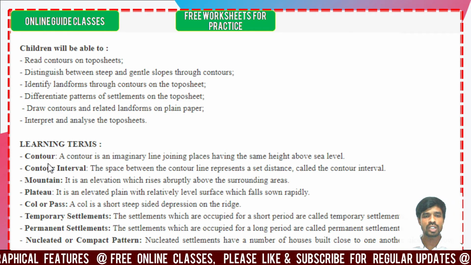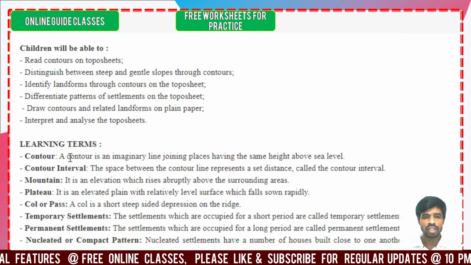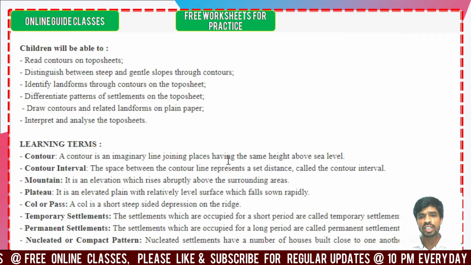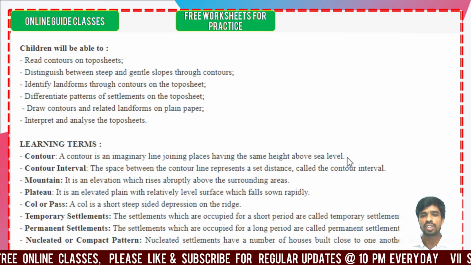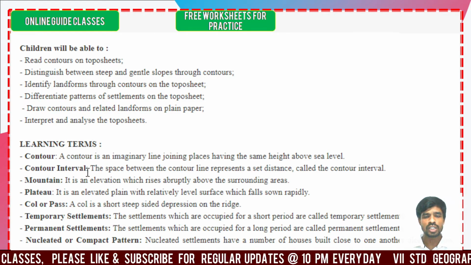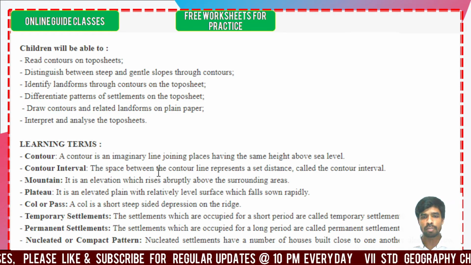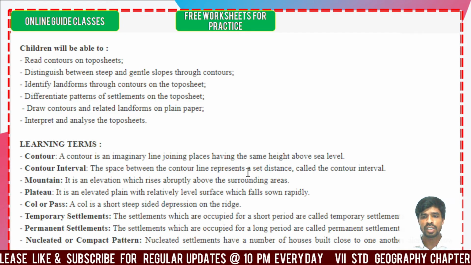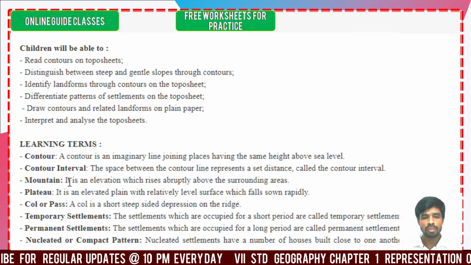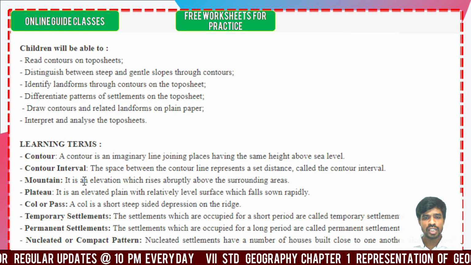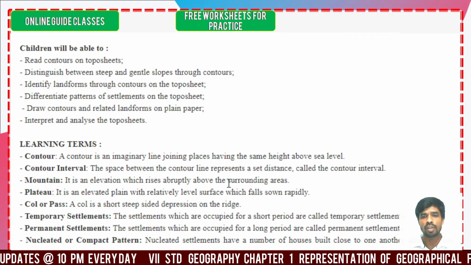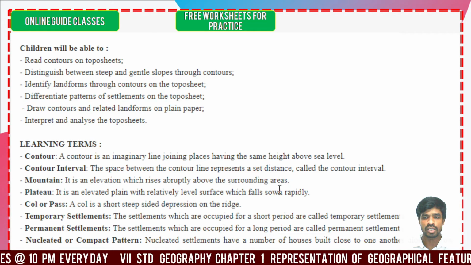The first one is contour. What is a contour? A contour is an imaginary line joining places having the same height above the sea level. Please remember. The next one is contour interval. What is contour interval? The space between the contour lines represents a set distance. That is called contour interval. What is the definition of a mountain? It is an elevation which rises abruptly above the surrounding areas.